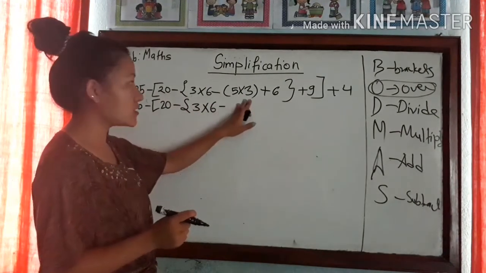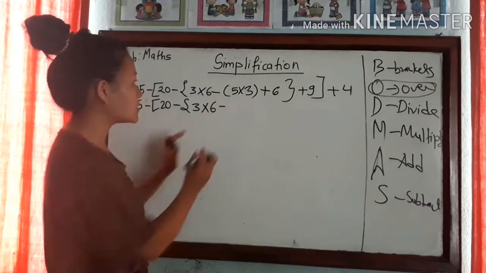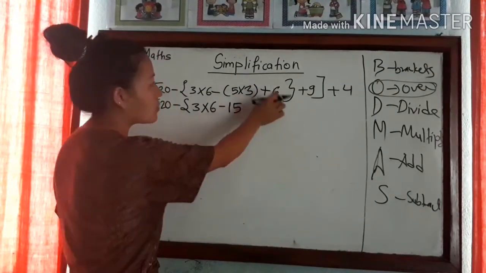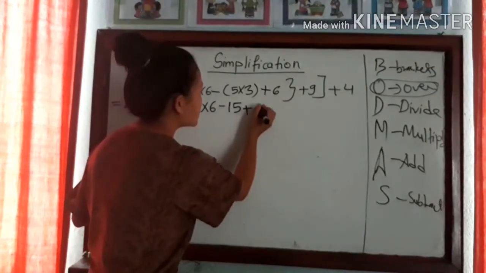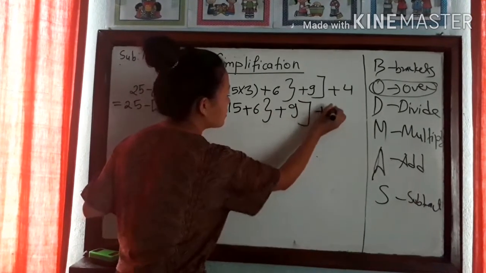So let's open here. Here is a multiplication. So let us do multiplication. 5 3s are 15. So in this way we open the small bracket. So copy the rest of the others as it is. Plus 19, big bracket, plus 4.